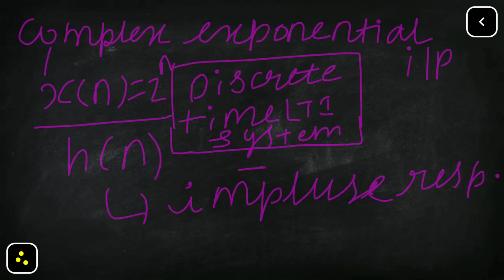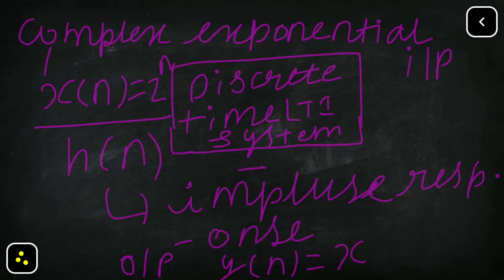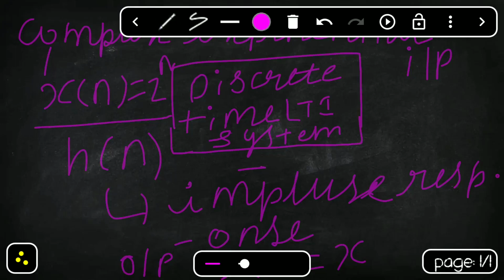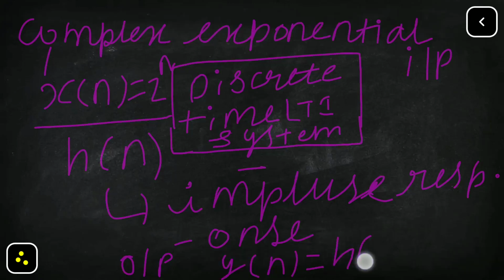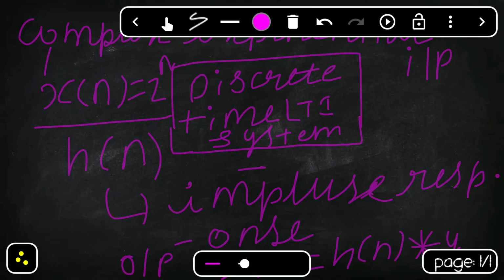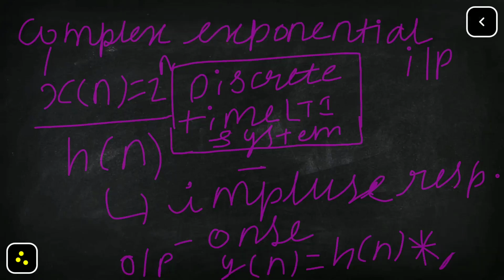So now what is the output you are going to get? The output is y of n. So what is your y of n? Your y of n is equal to h of n into x of n. So this is your y of n, right? Now you are going to give this particular y of n, this is the resultant y of n.